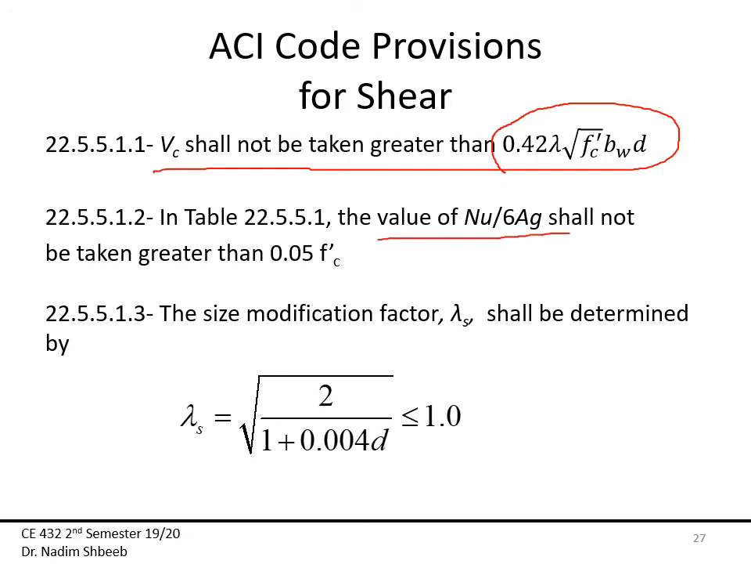The value of Nu/Ag shall not be taken greater than 0.05 f'c. So if I evaluate Nu over Ag, and this is more than 0.05 f'c, then I'm going to stick with 0.05 f'c. And then this is the size modification factor, which is present in equation C. And again, this shows the influence of lambda s. And again, I will be showing you that in the ensuing examples in the recordings that are to follow.